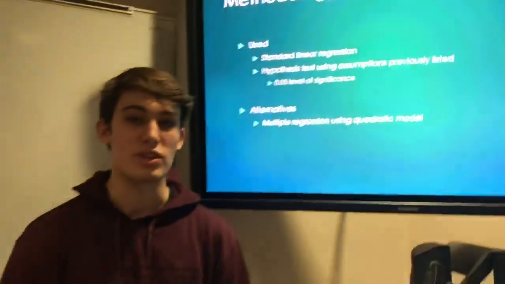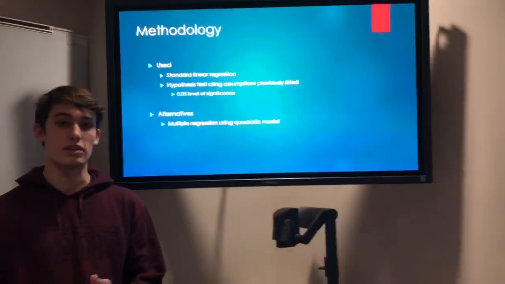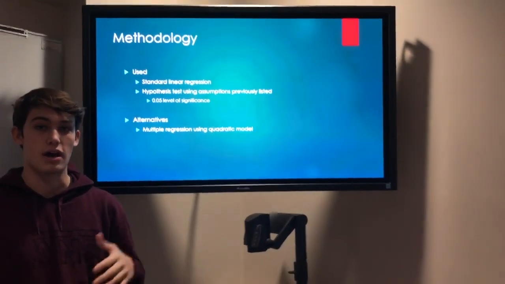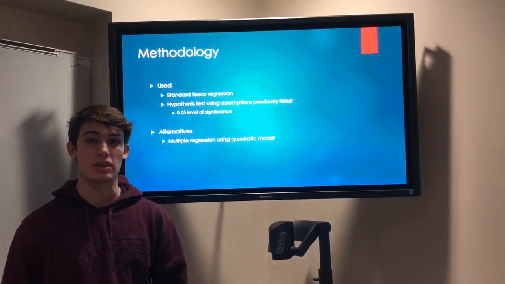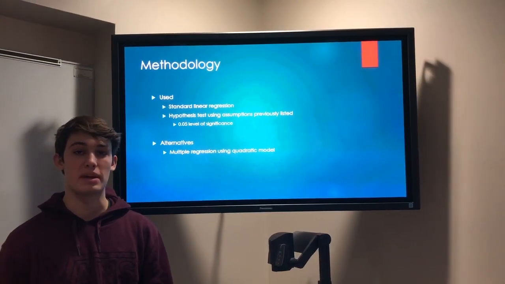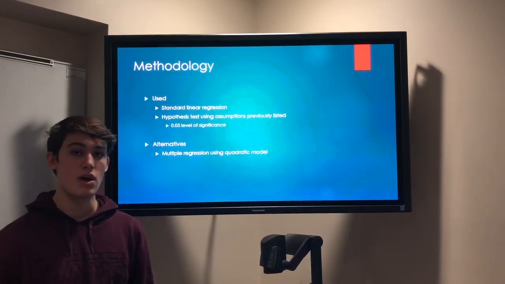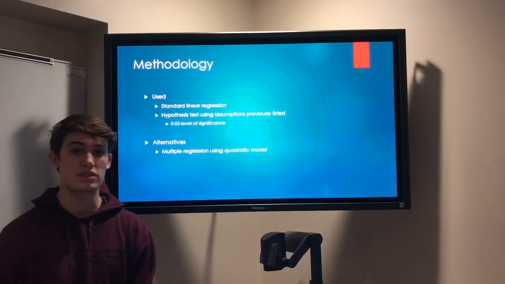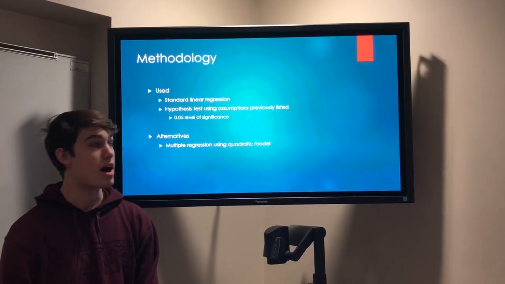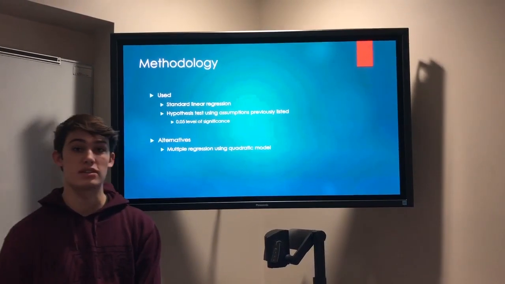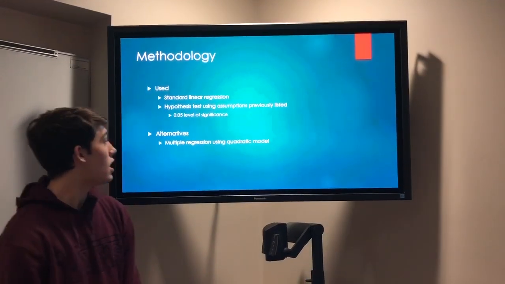For the methodology we used, we went with standard linear regression with the number of wins being the dependent variable and the amount of spending as the independent variable. We also used the assumptions that were previously stated, and we used the level of significance of 0.05.